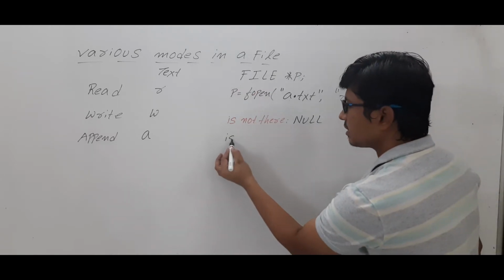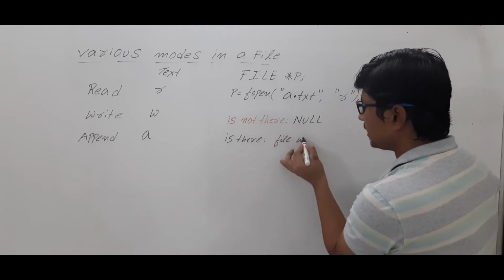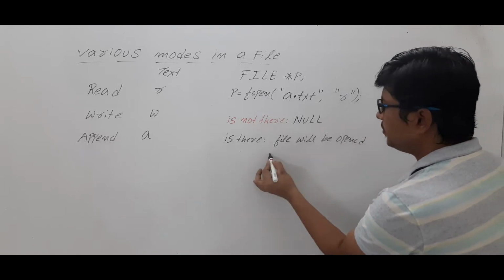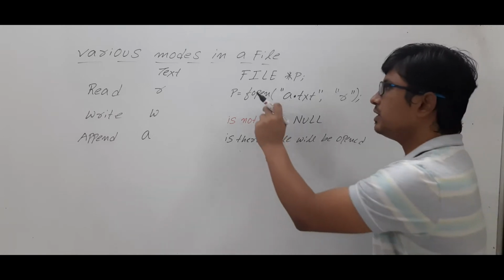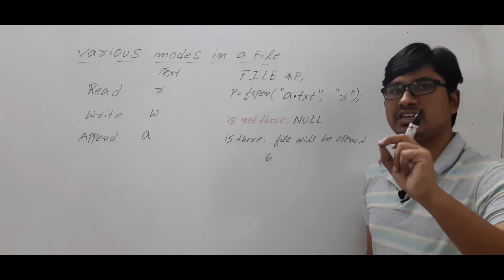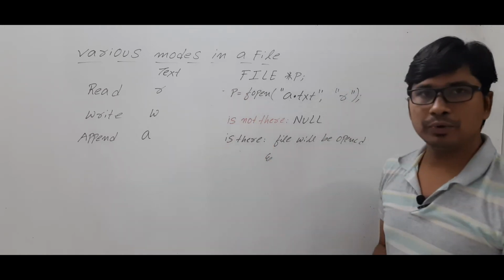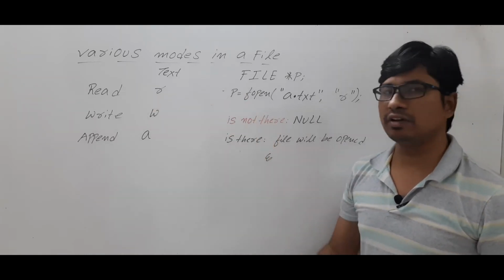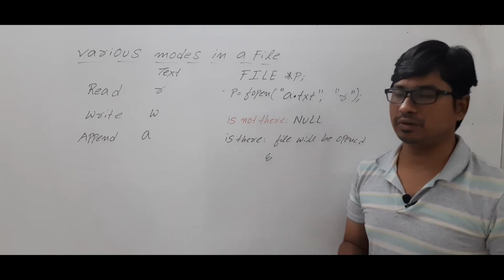If it is there, then the file will be opened and the base address or the starting address of the file will be given to the pointer called P, or I can say that the first character address will be given to the pointer P. I hope you have understood the read mode. If the file is not there, it will return the null value. If the file is there, it will open the file and you can read the information from the file.